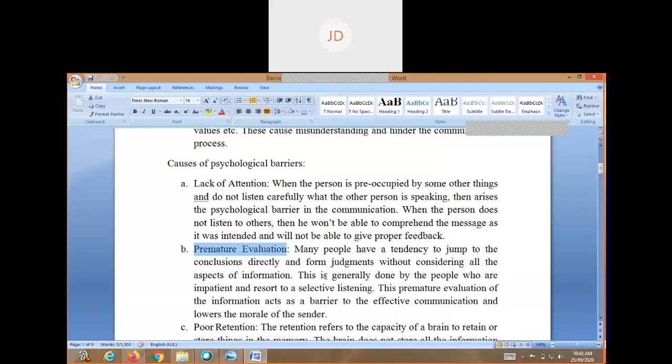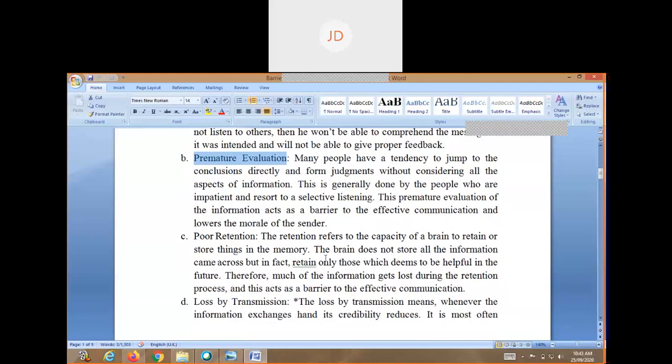So before the speech is over, if you jump into any conclusions, that causes psychological barriers, and that can create misunderstandings, because you have not listened to the whole thing, you have listened to only a part of it, and you have started judging that person or that particular situation. All right, so that can cause psychological barrier.